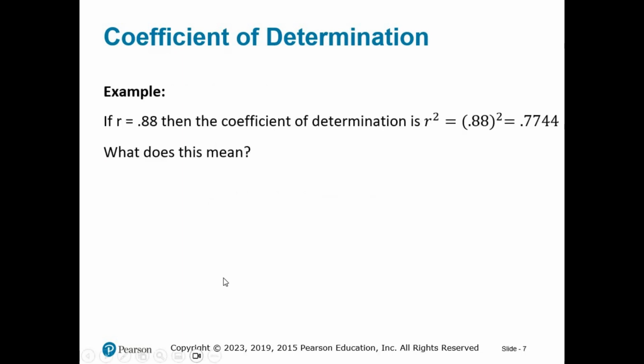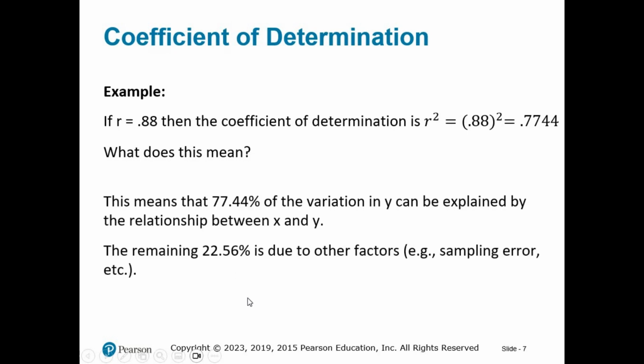So for example, if we have r equals 0.88 and we find that the coefficient of determination is that number squared, or 0.7744, what does that mean exactly? What are we saying? Well, it means that 77.44% of the variation in y can be explained by the relationship between x and y, between the two variables. The remaining 22.56% is due to other factors, such as sampling error, lurking variables, or other things like we talked about a moment ago.